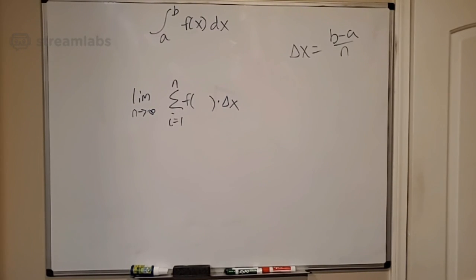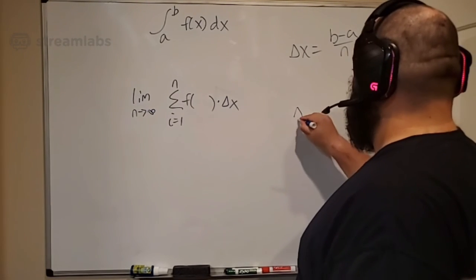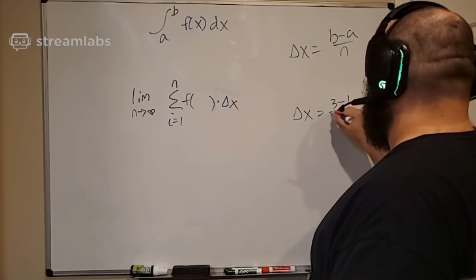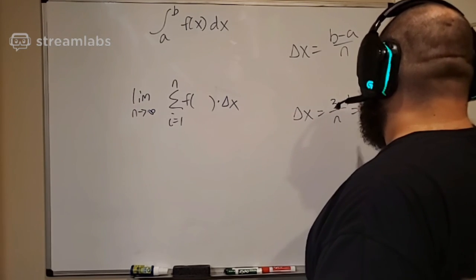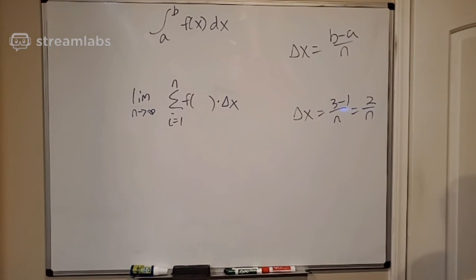So we know our a and b values in this question are 3 and 1. So for our problem, delta x is 3 minus 1 over n, which is 2 over n. That means right off the bat, I can eliminate answer choices A and C, because they have 1 over n. They don't have 2 over n. So right off the bat, I've got two things.